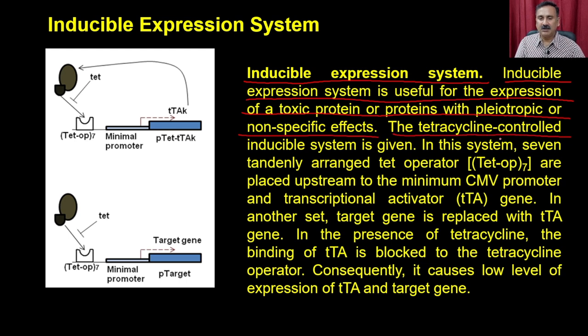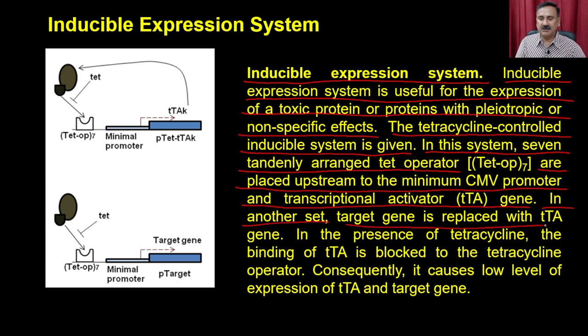The tetracycline controlled inducible system is given. In this system, seven tandemly released TET operators are placed upstream to a minimal CMV promoter and the transcriptional activator gene. In another set, the target gene is replaced with a TTA gene. In the presence of tetracycline, the binding of TTA is blocked to the tetracycline operator. Consequently, it causes the low level of expression of TTA and the target gene.